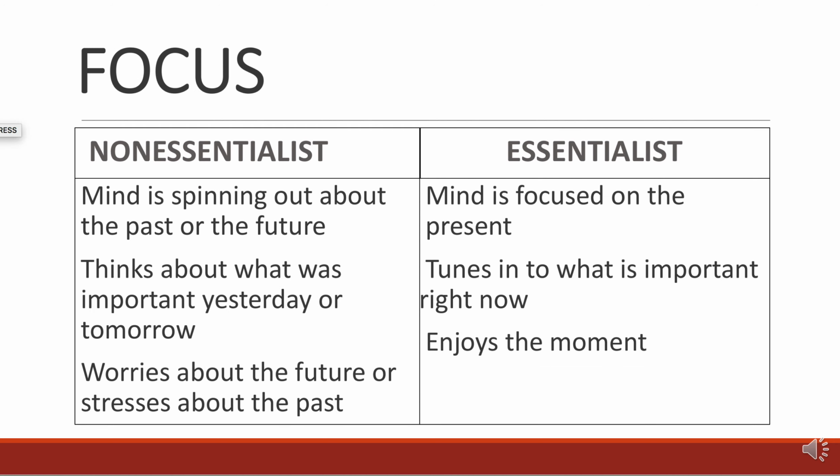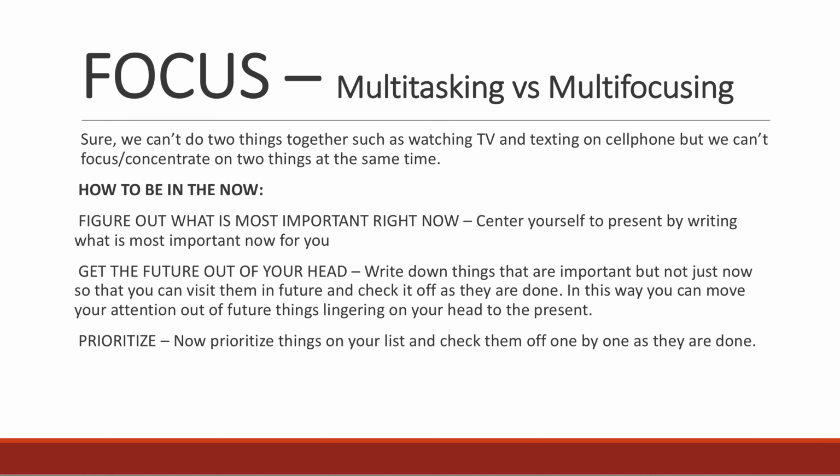Next part is focus. A non-essentialist mind is spinning about the past or the future, whereas an essentialist mind is focused on the present. A non-essentialist thinks about what was important yesterday or tomorrow. An essentialist tunes into what is important right now. A non-essentialist worries about the future or stresses about the past. An essentialist enjoys the moment.